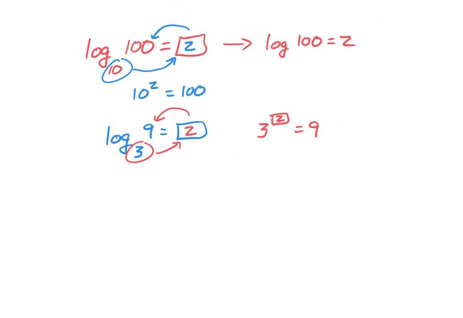Some other ones that kind of go along with this. If I said log base 5 of 5, 5 to what power gets me to 5? It'd just be 1. So if these two numbers are the same, then my answer will always be 1. 5 to the first gets me back to 5.